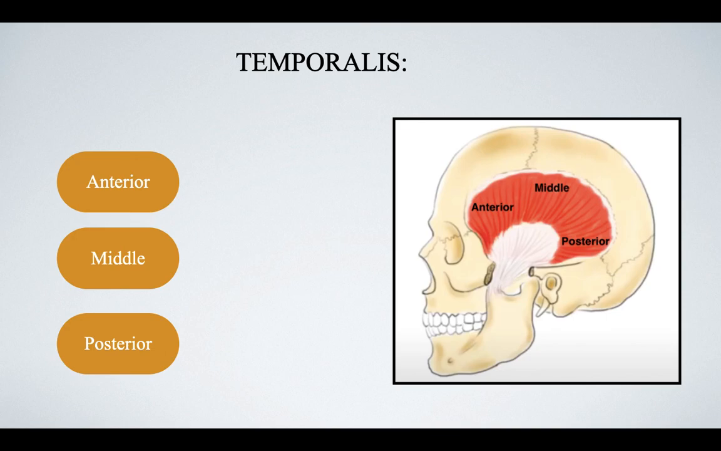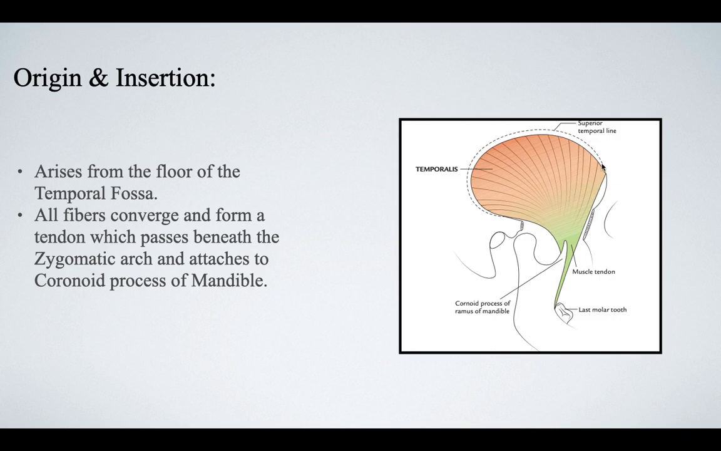Temporalis. This is a fan-shaped muscle. This muscle fills up the temporal fossa. The muscle fibers are arranged in different directions. Anterior fibers run vertically downwards, middle fibers run obliquely, and the posterior fibers run horizontally. All these fibers originate from inferior temporal line and converge to form a tendon that passes beneath the zygomatic arch and attaches to coronoid process of mandible.